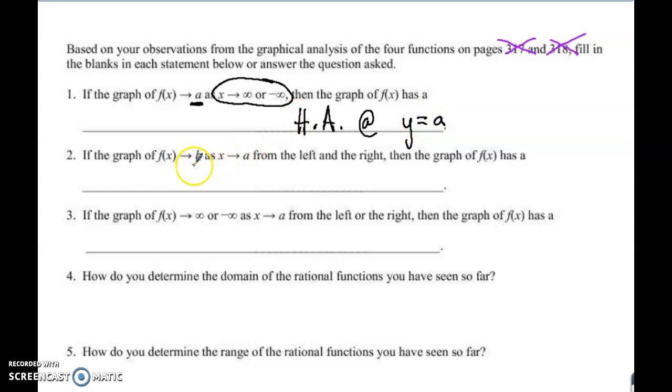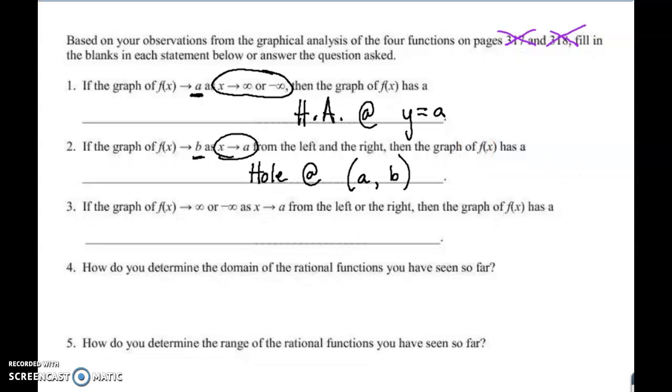So now if the function goes to b as x approaches a from the left and right side, then it's a hole at the ordered pair a comma b. Again, he wrote it backwards. I hope that's not confusing to you, where he wrote x goes to a second, as we typically write it the other way. And then if the function goes to positive and negative infinity, they can both be positive, they can both be negative, from the right and left side of x approaches a, that is your vertical asymptote at x equals a.